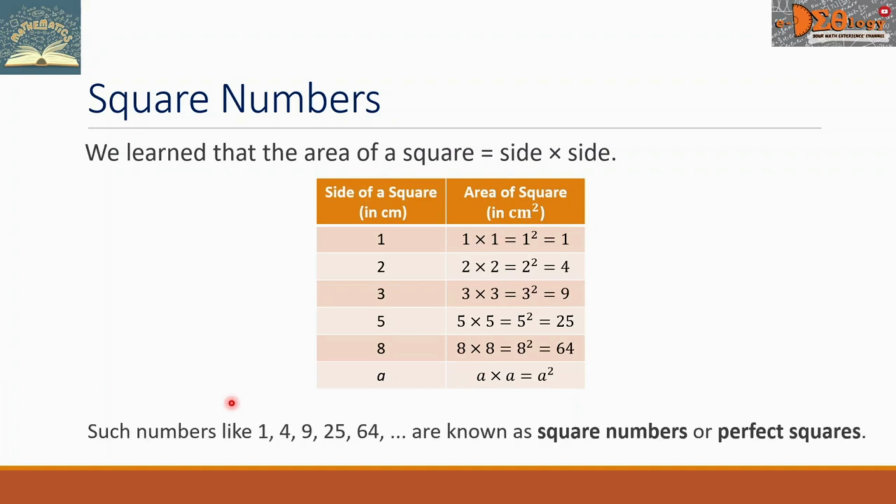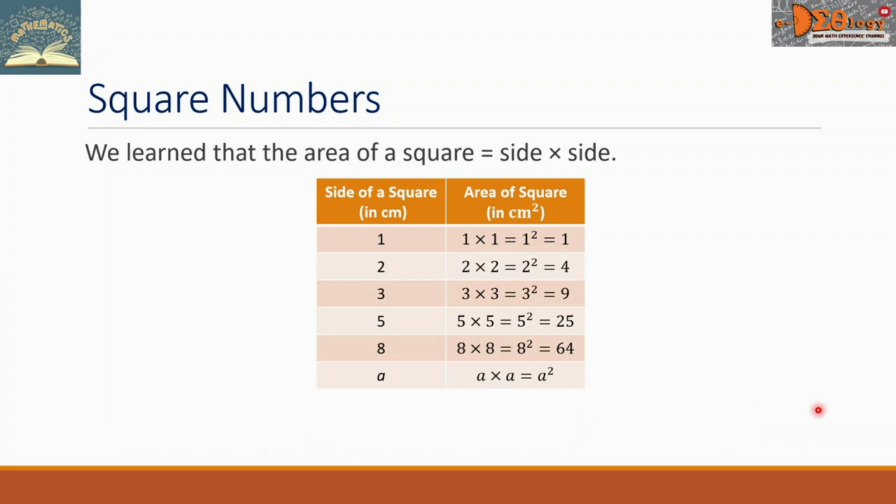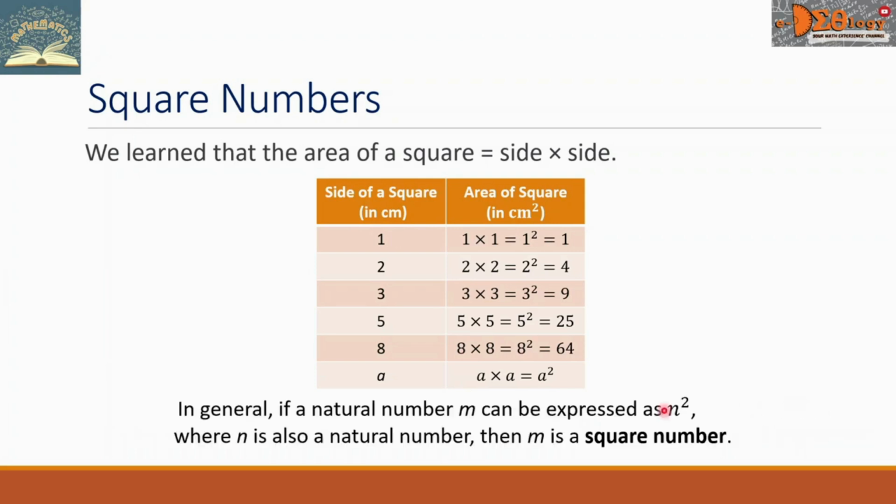Such numbers like 1, 4, 9, 25, and 64 are known as square numbers or perfect squares. In general, if a natural number m can be expressed as n square, where n is also a natural number, then m is a square number.